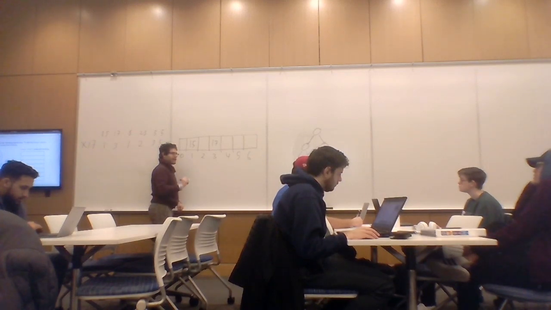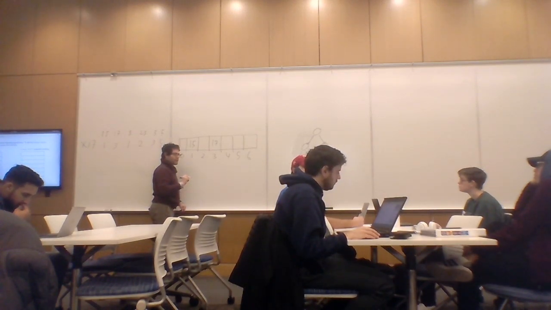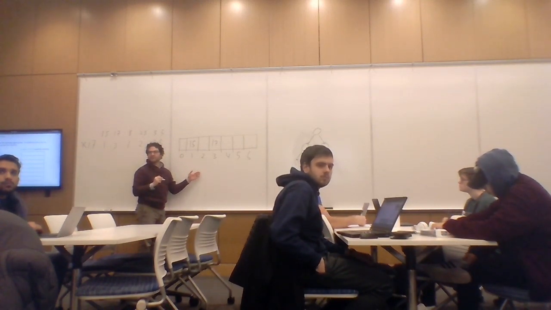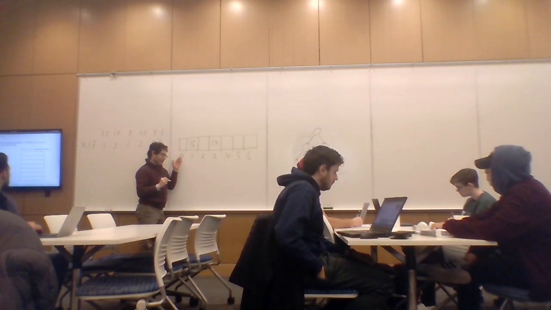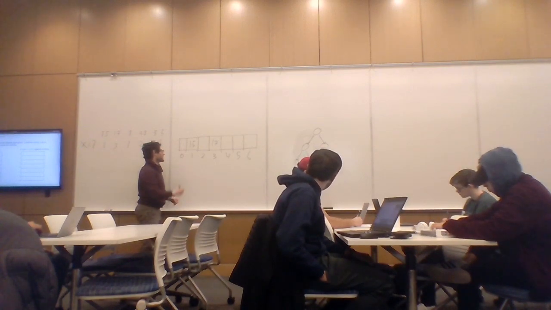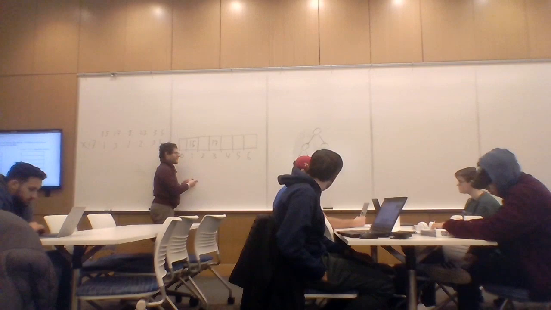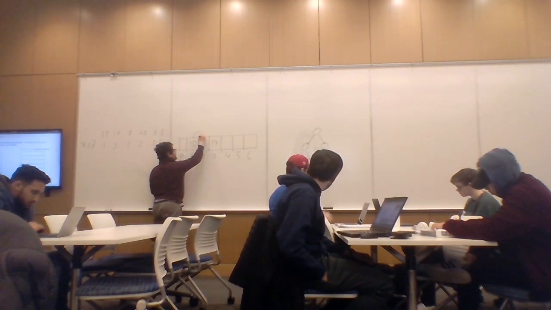Now, there's many ways to resolve collisions, right? This is what we call collision. How do we resolve this collision? Linear probing, which means look for the next available spot, next being defined as the literal next spot to the right. So I'll just draw this to indicate.